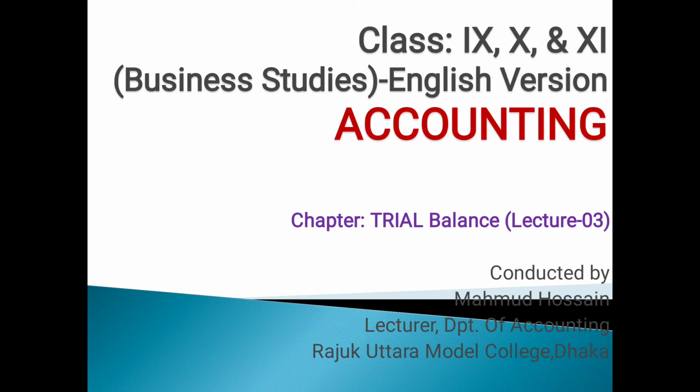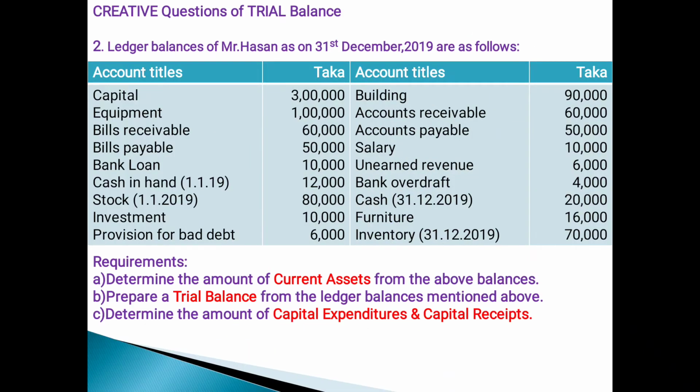Dear learners, now you can take your accounting practice copy for writing the creative question. This is creative question number 2. Creative question of trial balance. Ledger balances of Mr. Hassan as on 31st December 2019 are as follows. Totally 18 ledger balances are available in Mr. Hassan's business as on 31st December 2019.